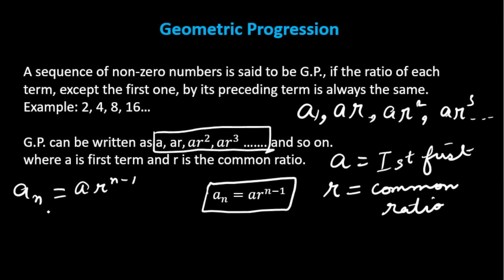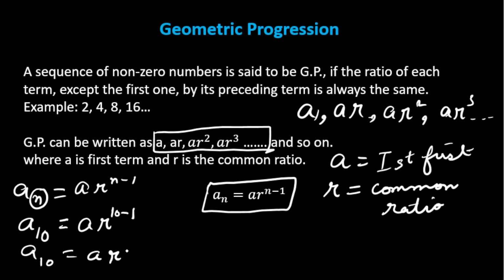Suppose I have to find the formula of the 10th term. So A10. Here, whatever n is, n means the number of that term. So suppose I have to write the formula of the 10th term. The symbol of the 10th term will be A10. A R, so n's value is 10 minus 1. So A10 is equal to A R to the power 9.